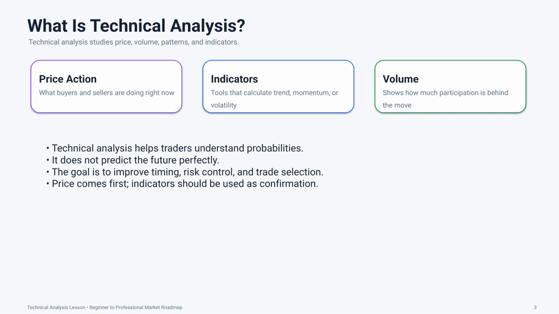The third part is volume. Volume shows how much participation is behind the move. A price move with strong volume usually has more meaning than a price move with weak volume. Volume helps us see whether traders are truly interested in that move.